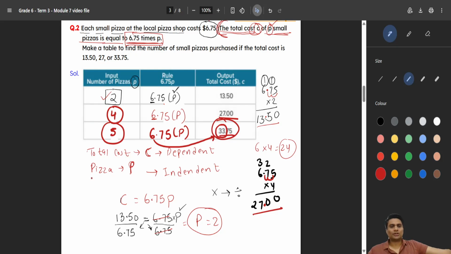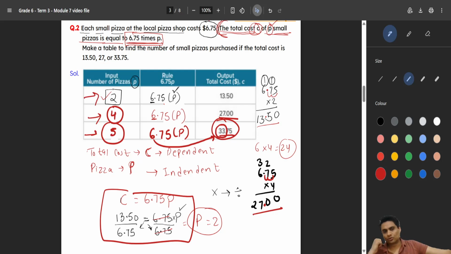So I have shown you both ways of doing it: the mathematical way and the tricky way, in which you just have to use your brain and think how many times you can do it. Okay, so choose whichever way you like.